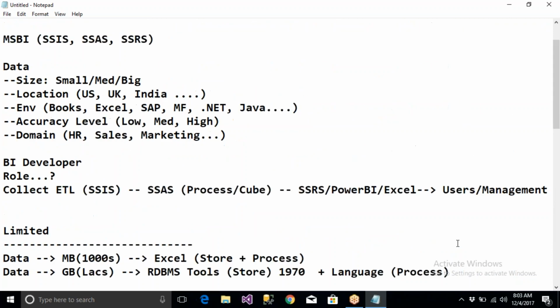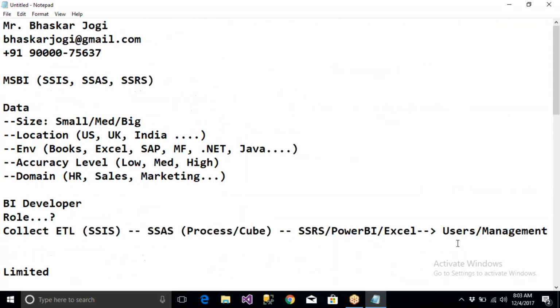Clear? So we're going to discuss MSBA in detail from tomorrow's class. We're going to start with ETL, that is SSIS, and the architecture and everything we're going to discuss from tomorrow. If you have any questions, you can ask me. Anybody has any questions?